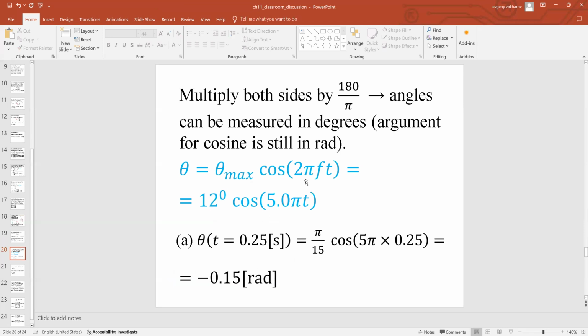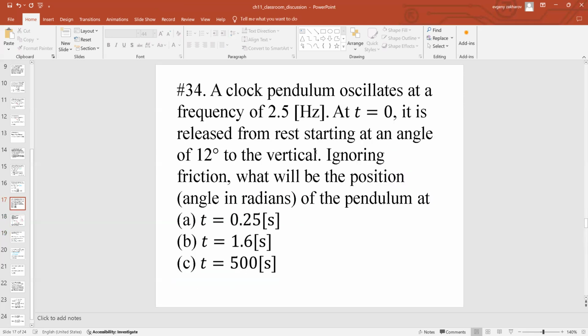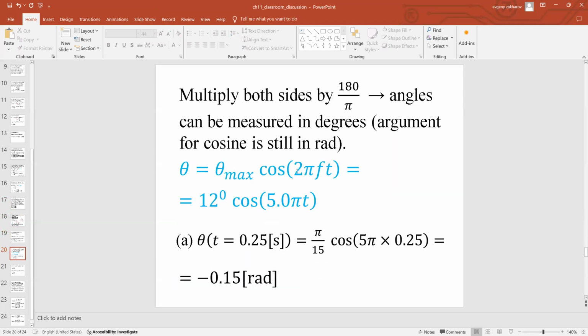And you will use 2 pi times the frequency. Frequency is what? 2.5. So 5 pi is what you get from the given frequency. And then you just plug in the values. Whatever the values are for the time, you will calculate the angular position. Of course, it will be in radians. If you want degrees, then you have to convert from radians to degrees.